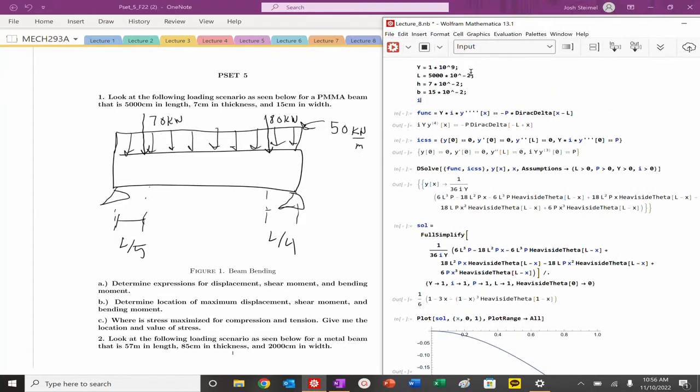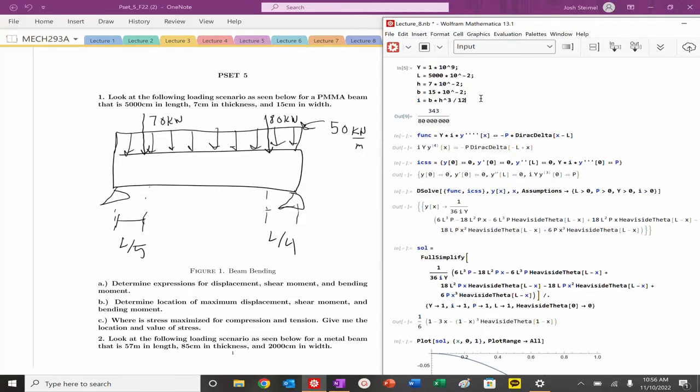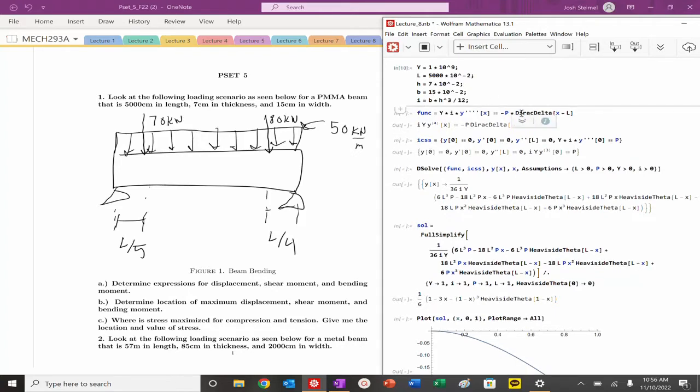I also know that for my rectangular cross-section, I is base times height cubed divided by 12. We've got that value here: base times height cubed over 12. So I've got my I, and we're getting ready to go. Excellent. So looking at the loading scenario, what do we have here?